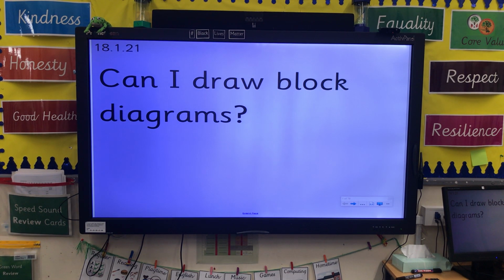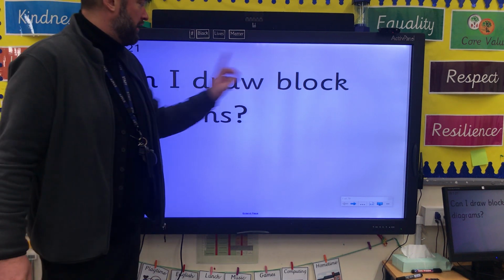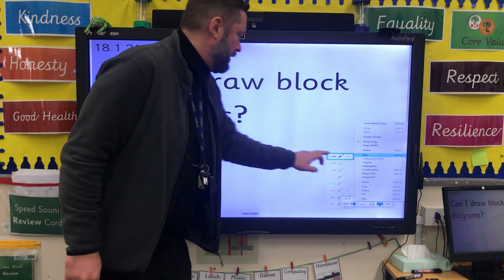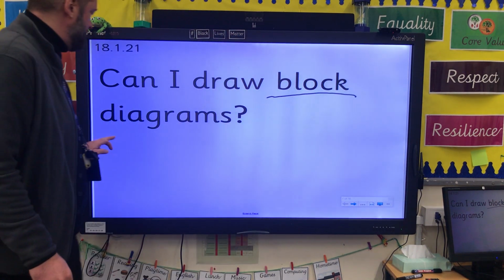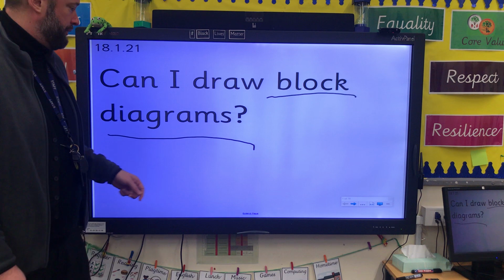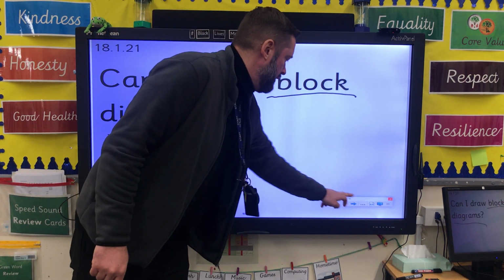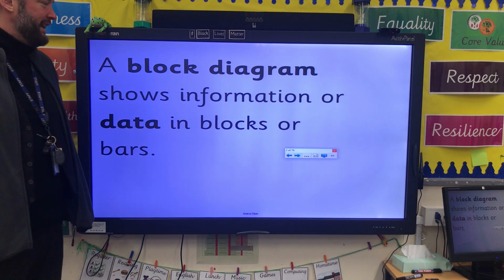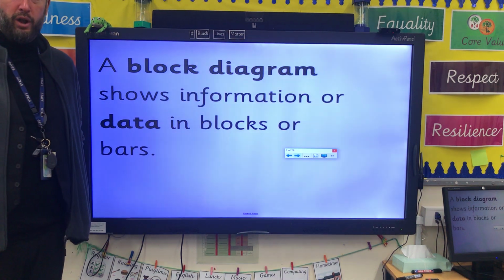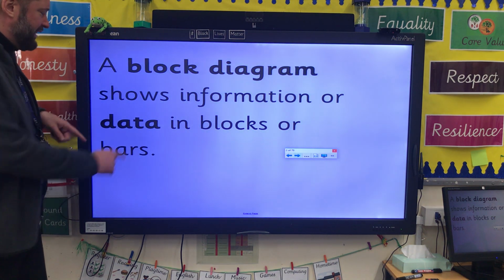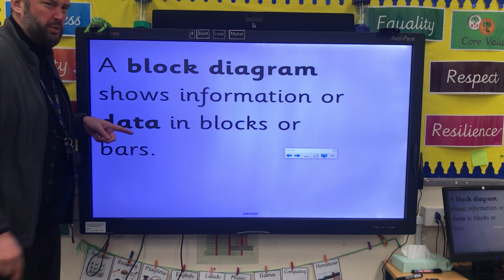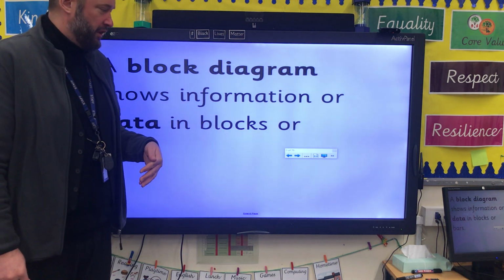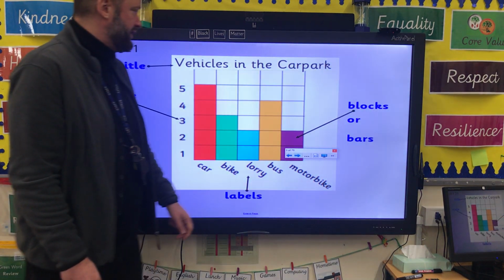Our learning question is, can I draw block diagrams? So, new words today, block and diagrams. Okay, a block diagram shows information or data in blocks or bars. So, data is just a posh word for information, and block diagrams are a lot like pictograms, okay? Let's have a look at some.